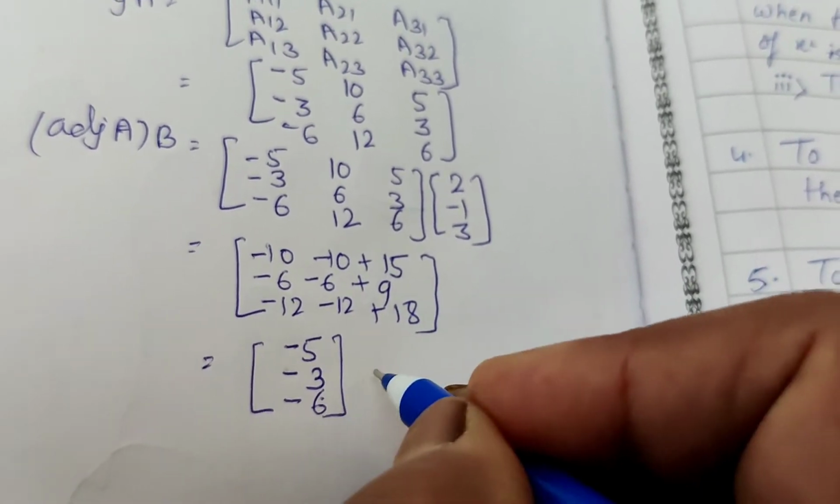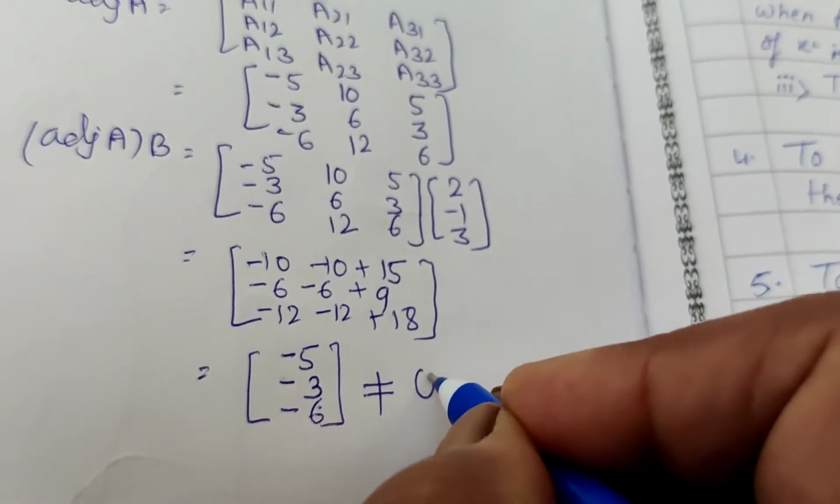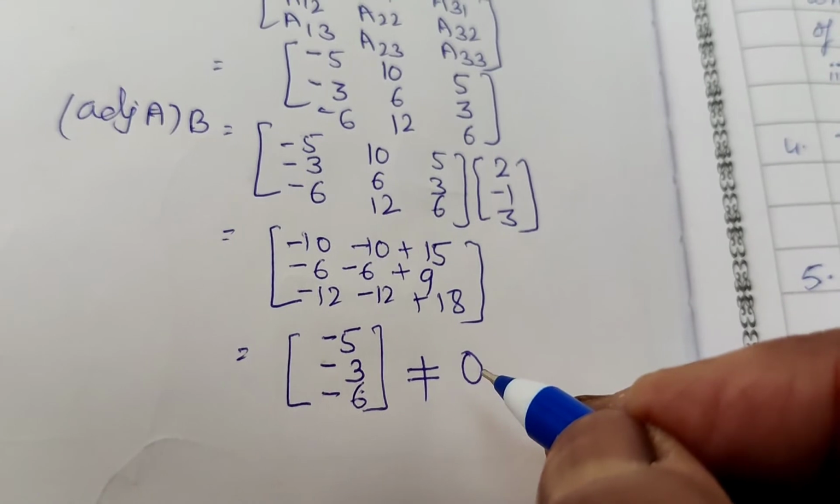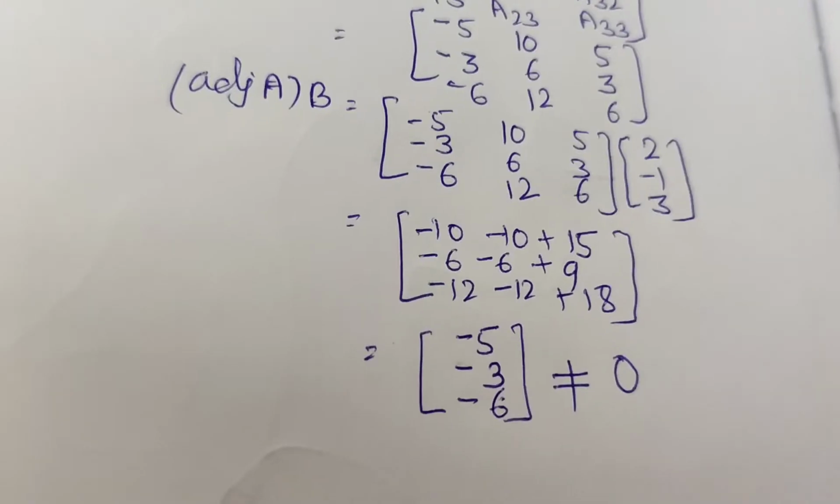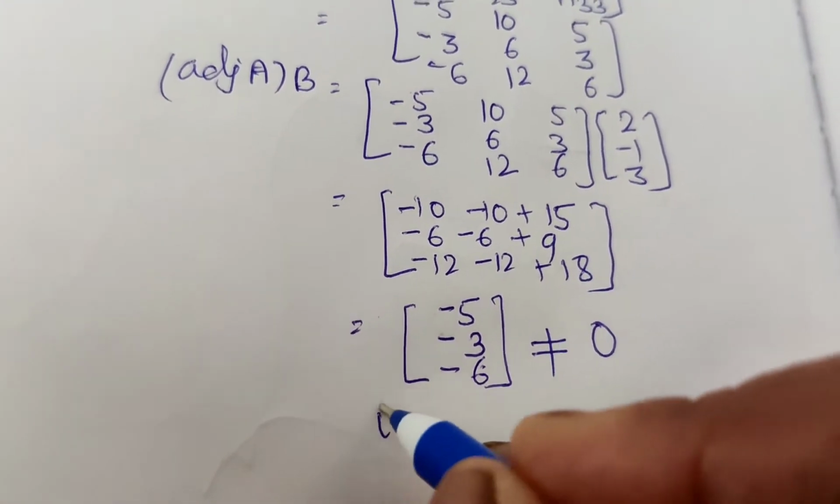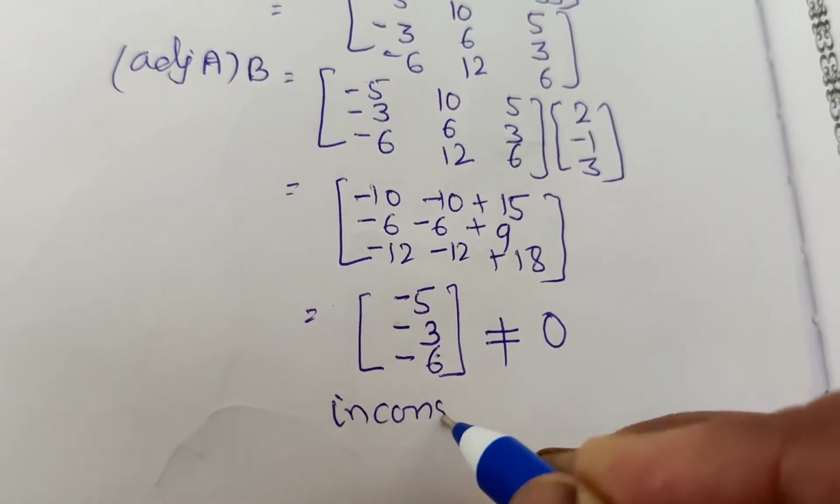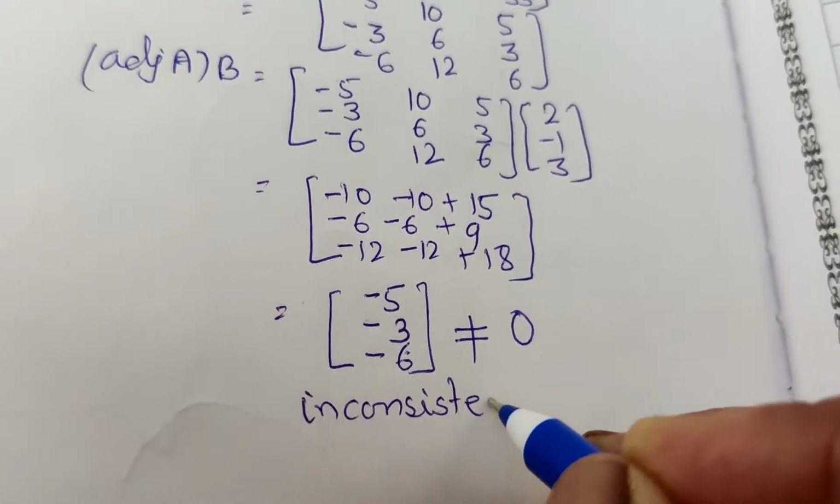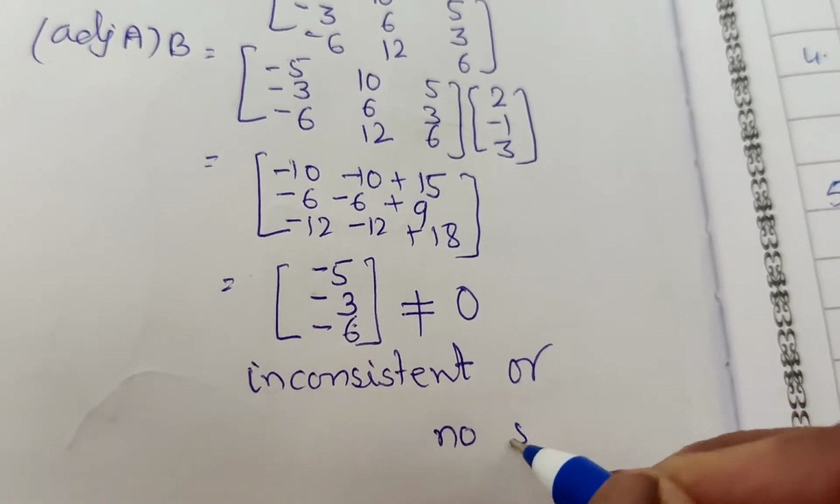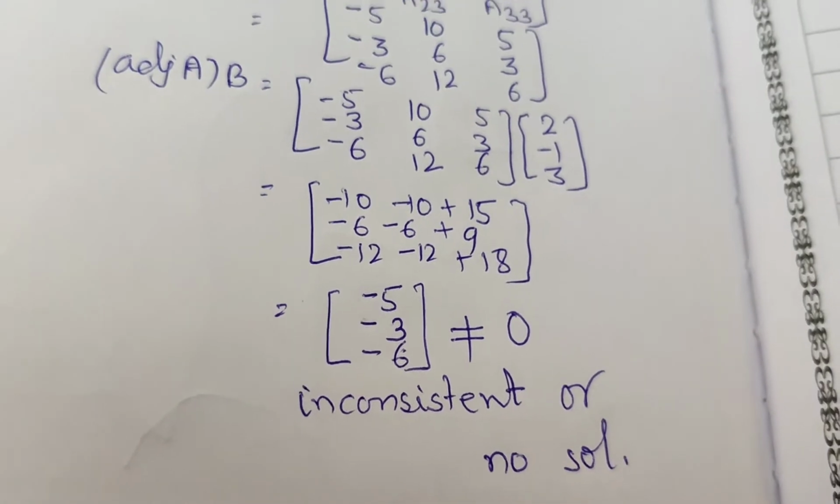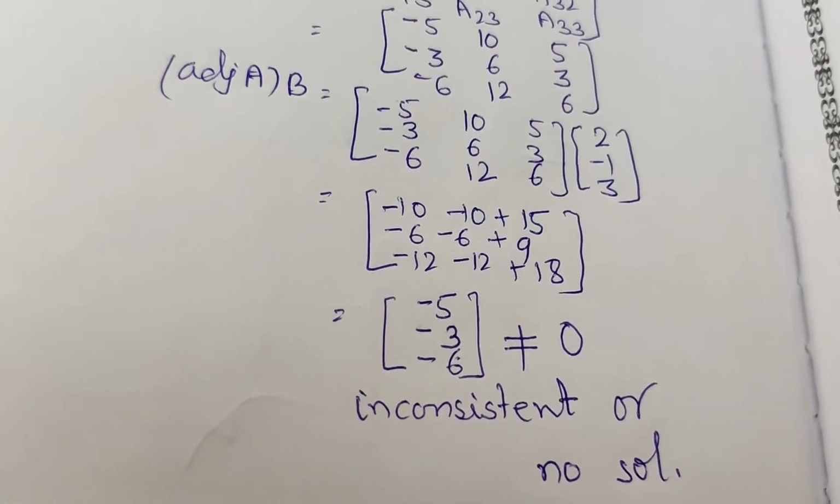It means this is not equal to 0. The condition is that these equations are inconsistent, or these equations have no solution. Okay. Question number 6.